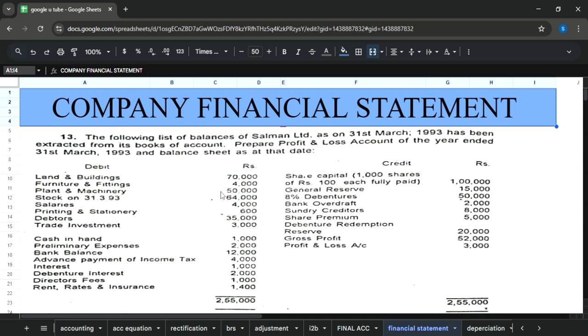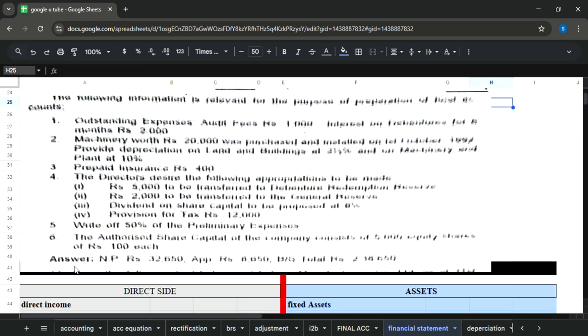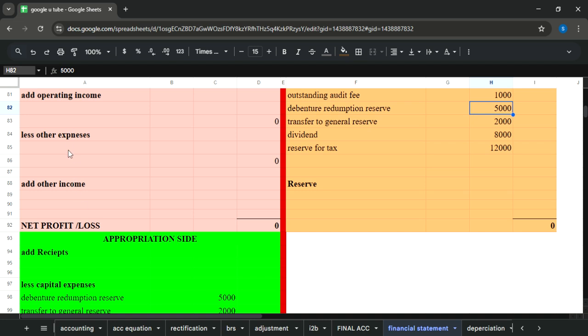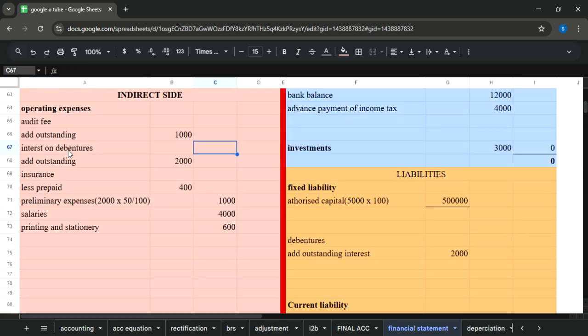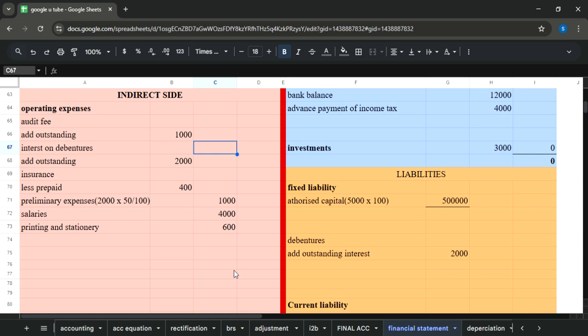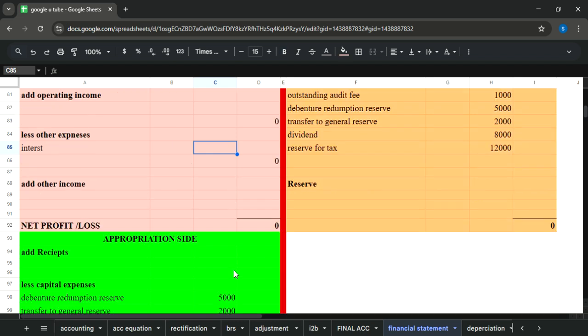We have two columns. On the debit side, only assets and expenses are possible. Incomes are not possible on the debit side. So we are very clear: this interest would be considered your expense. We will go to the other expense side, and here we will mention interest. Amount of interest is 1,000. So here we will mention 1,000 in other expense side.